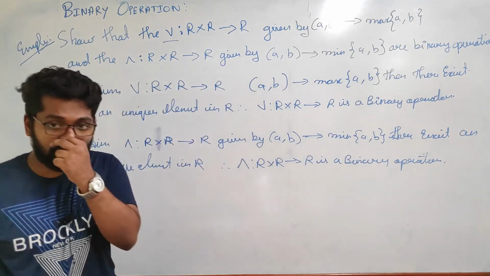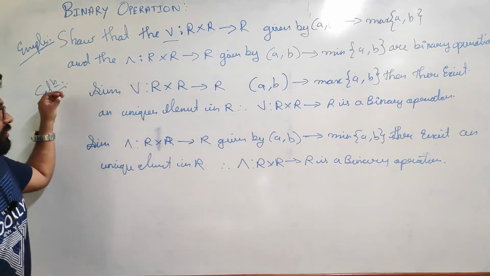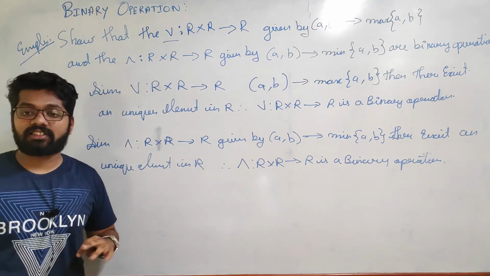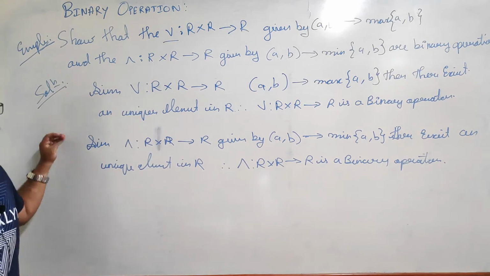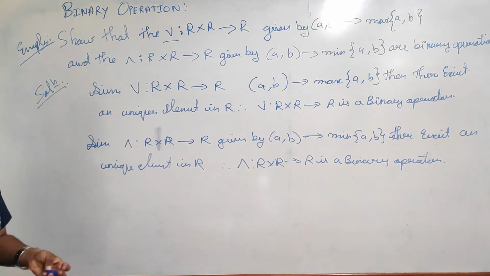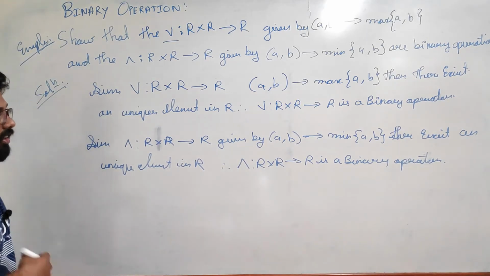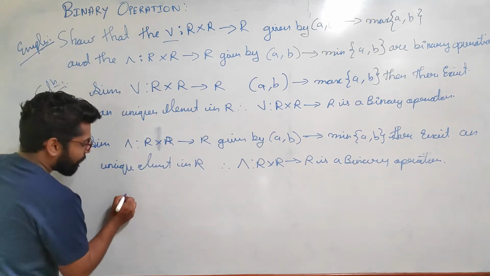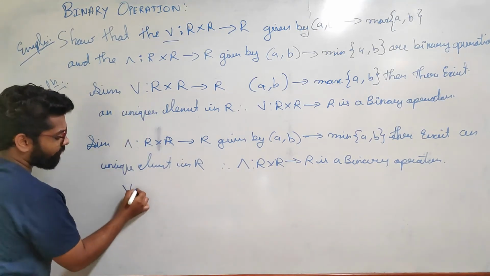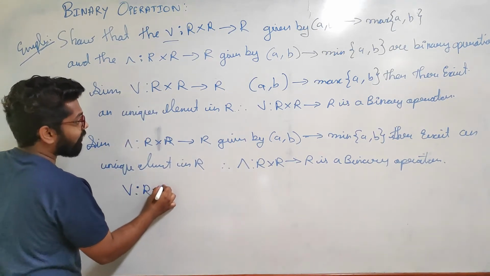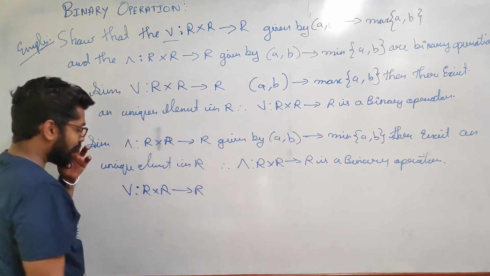Okay? So we wrote these two sets of lines, but only some of the meaning was understood, but we'll understand it much more deeply. Now we'll consider this function first. V is mapping from R cross R to R.